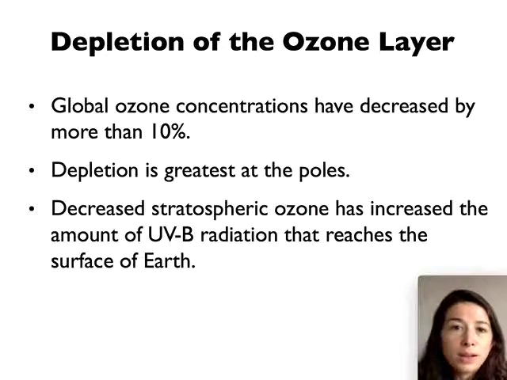And ozone blocks these UV rays that come to Earth. So by decreasing the amount of ozone that we have, we've increased the amount of UV rays that reach us, and specifically we've increased the amount of UVB.